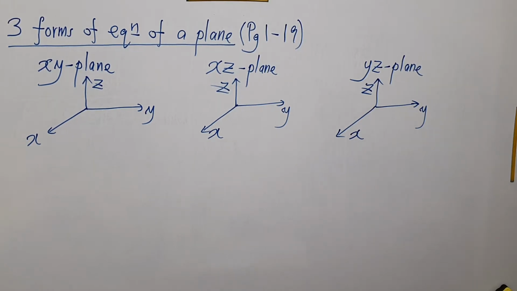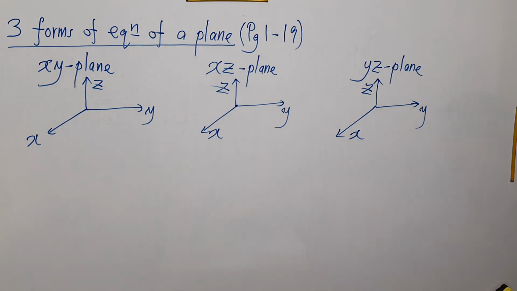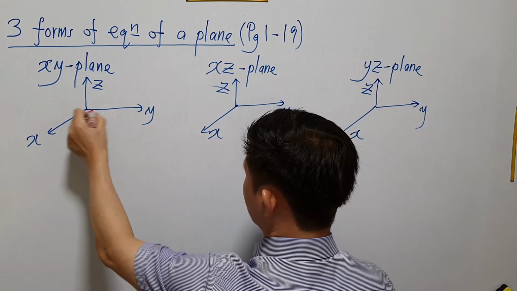Continuing our discussion on the three forms of equation of a plane. Now we want to look at these very simple planes, the xy, the yz, and the xz plane. So let's look at the first plane, the xy plane. Where is the xy plane? It is here.